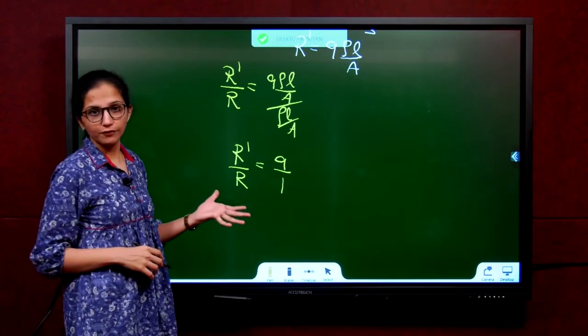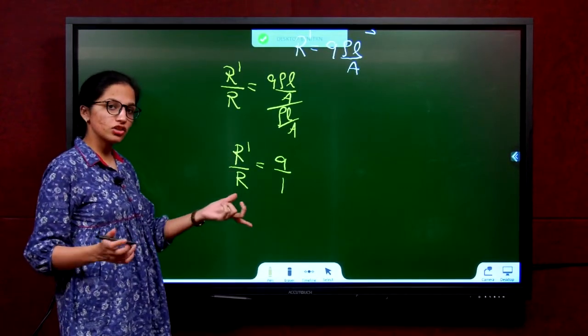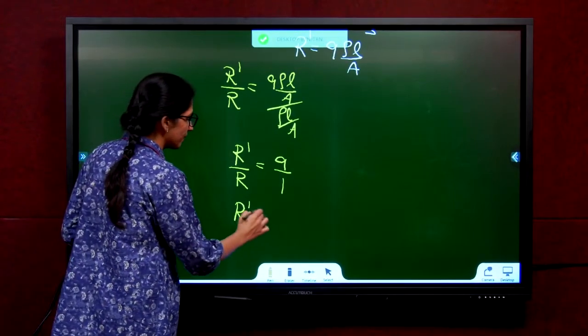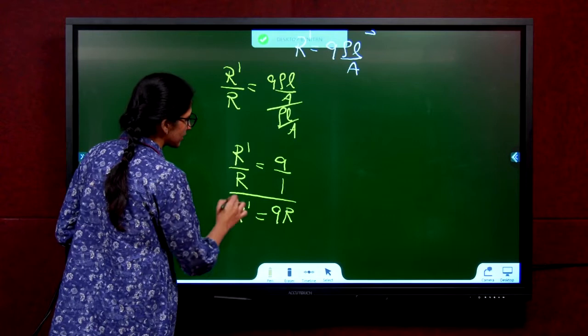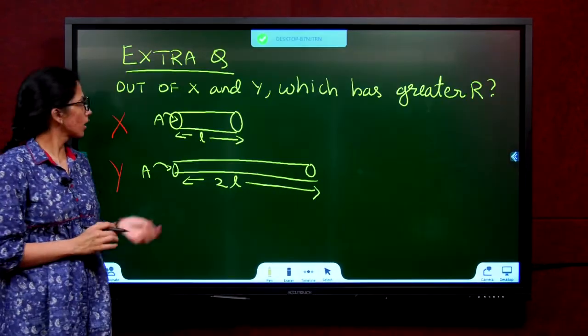If they ask the ratio of new resistance to old resistance, it is 9:1. Old resistance to new resistance, 1:9. If they ask what is the new resistance, then send R up, 9 into R. The new resistance is 9 times the old resistance.